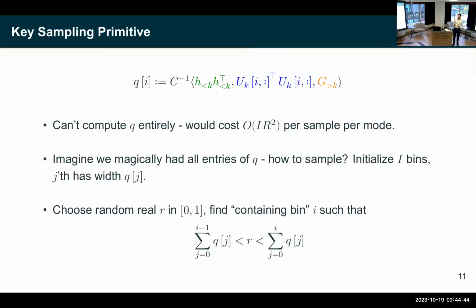So how can we sample from a distribution if we're not even allowed to compute all of its entries? Well, here's what we're going to do. Let's assume for a second that we magically had all entries of Q sitting in memory. How would you actually sample from this discrete distribution?